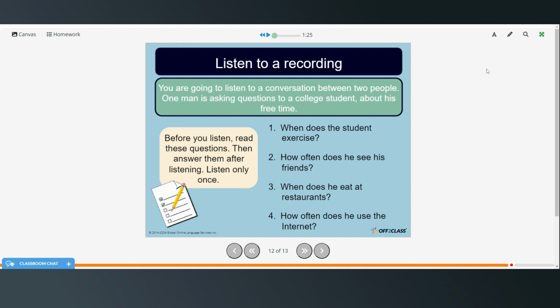All right, so how many of the answers can you remember? So write down your answers and then restart when you're ready to check. So when does the student exercise? He said in the morning, usually about 6 or 6:30, so early morning.